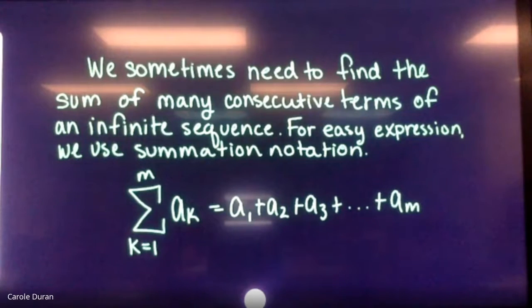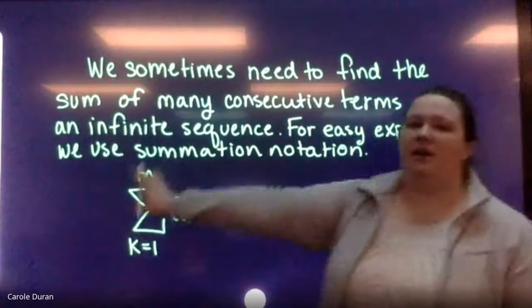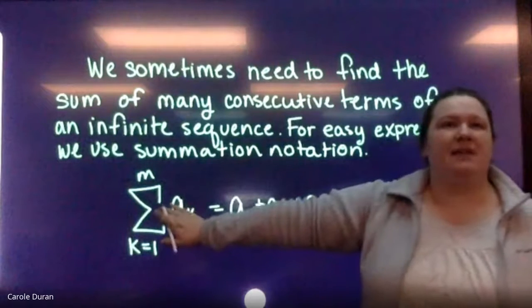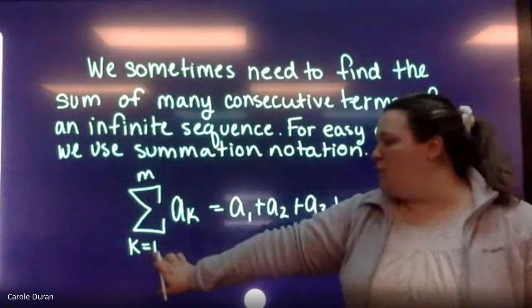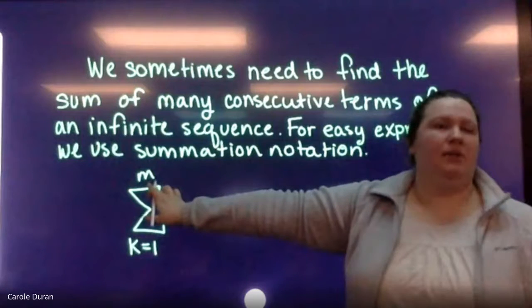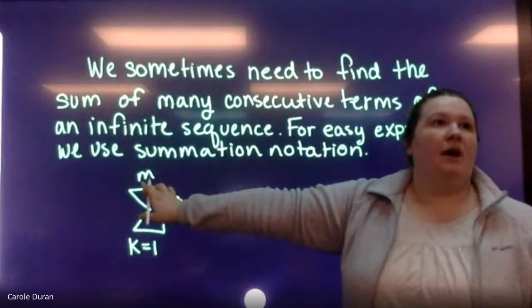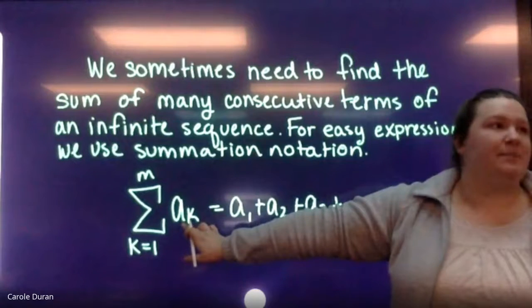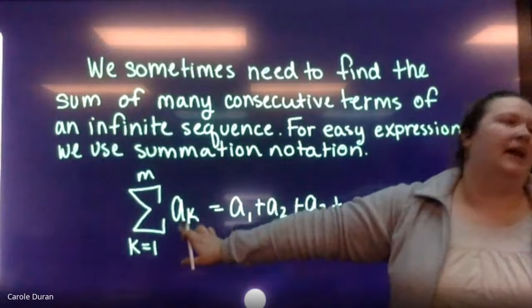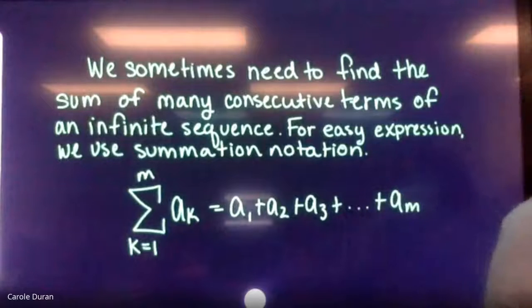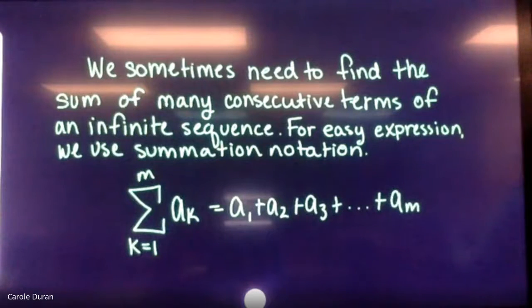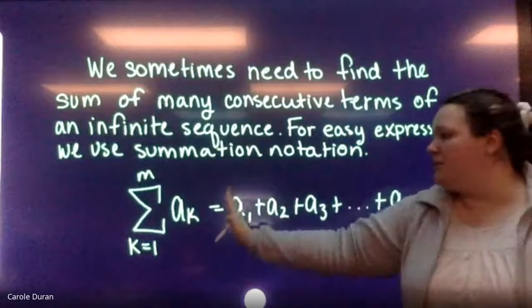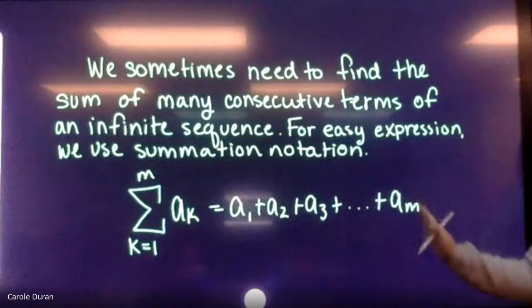Wait, what did you say? Okay, so this summation notation right here, the E tells me I'm taking the sum of terms 1 through m of the sequence that follows this A of k rule. A of k gives us the explicit rule, which tells us how to find every single term that we need to find. So if I was writing this out expanded, this would be the sum of terms 1 through m from the sequence A of k.